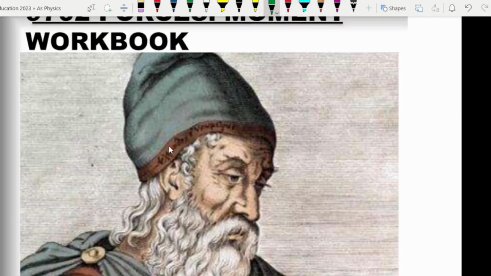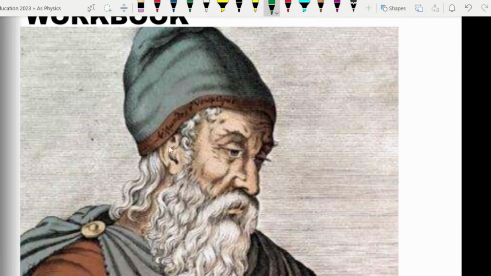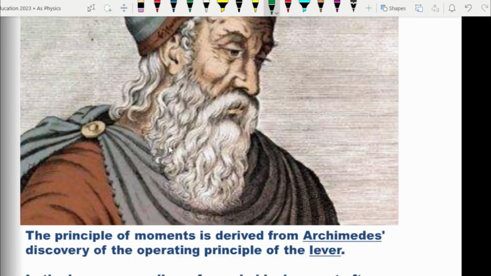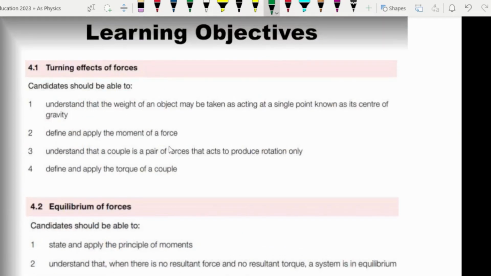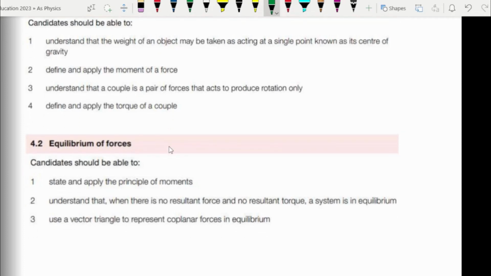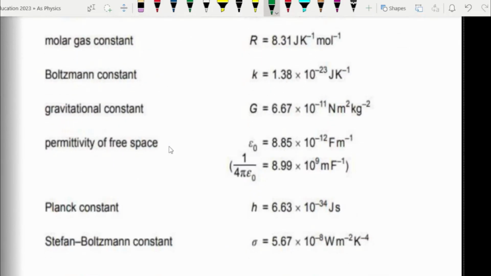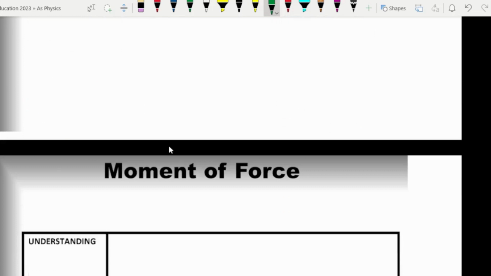On the cover page I have the picture of Archimedes, one of the pioneers of these concepts. He was a mathematician and a physicist, and these are the learning objectives. You can have a look at that. The first part of the chapter is turning effect of forces, and the second half is equilibrium of forces. Equilibrium of forces mainly deals with the principle of moments. The data sheet and formula sheet would be given to you in the exam.